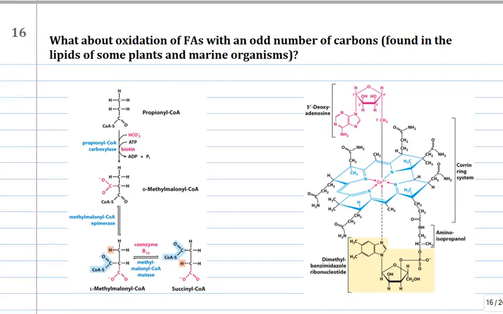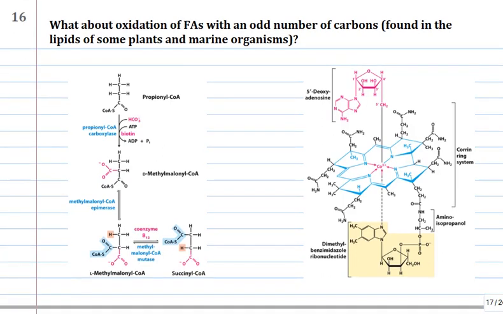Page 16, I'll be honest with you, I don't want to spend a lot of time on because we're kind of getting behind. I do want to make a big point: some marine organisms and plants have fatty acids with an odd number of carbons. Remember, in animals, that's not an issue, but for some marine organisms and plants, we do have odd number fatty acids.